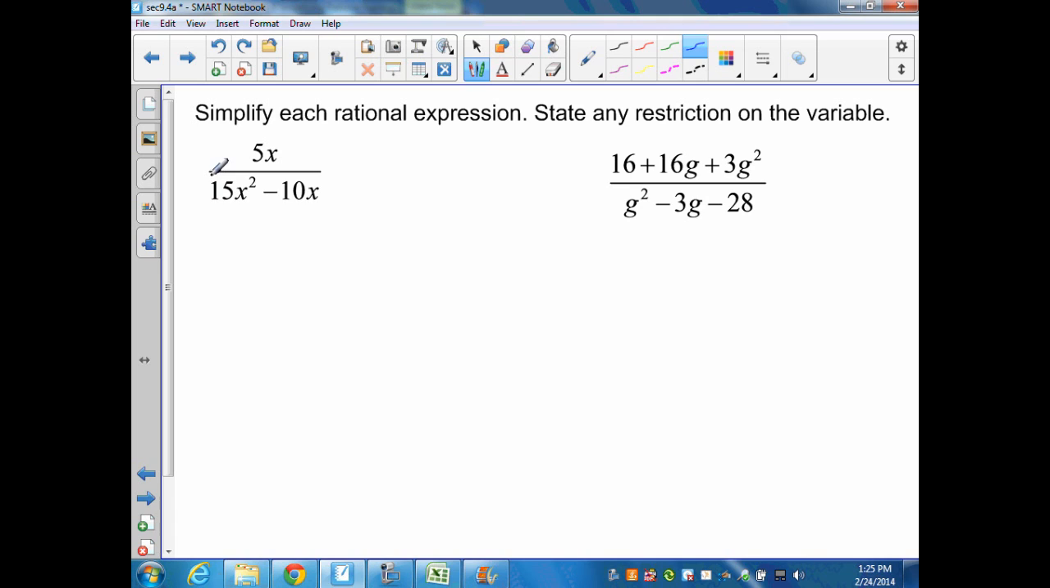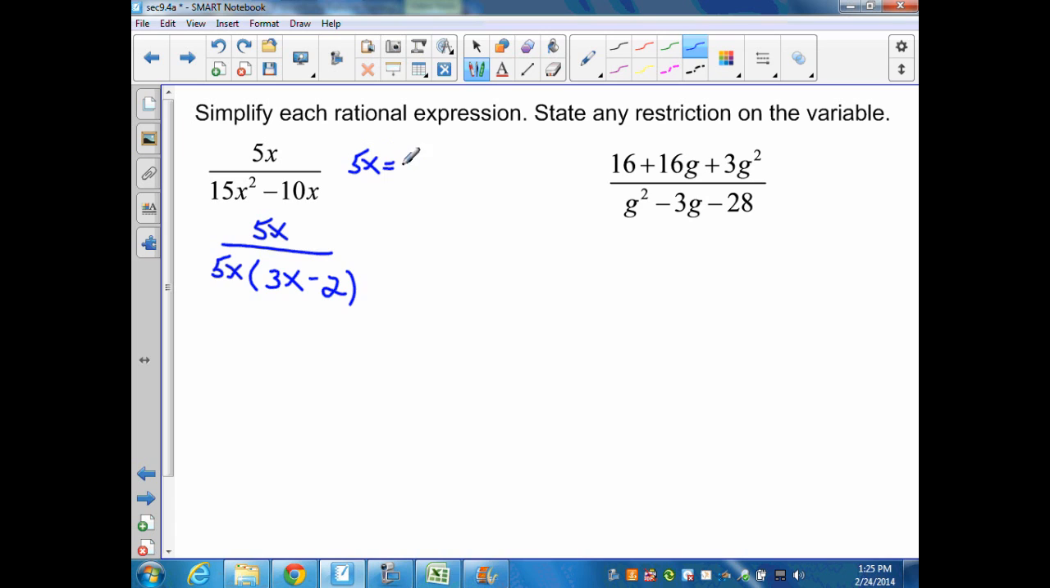Again, I want to simplify each rational expression and state the restrictions. To do that on the first example, I need to factor the denominator. That gives me 5x over. I'll factor out a common factor, which would be 5x. That will leave me 3x minus 2. I set each quantity to 0 to determine my restriction.